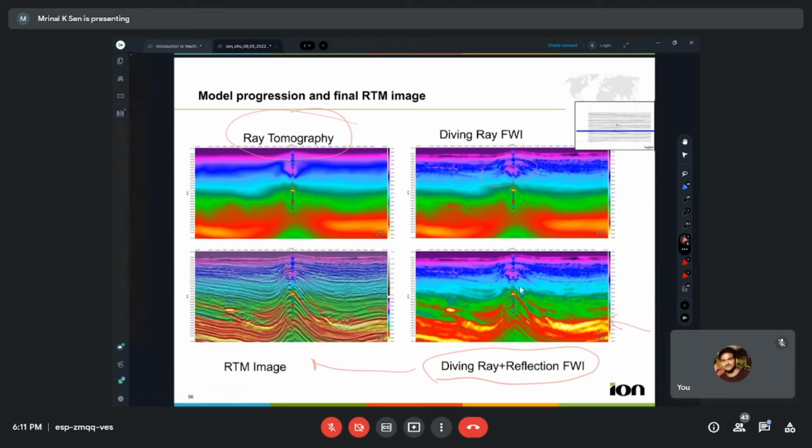And for comparison, they actually had a well drilled in here. So you can see that the well was not matching very good in diving ray and ray tomography. In fact, they were giving you a smoother version of the well log. But when you come to the FWI model, you can start to match the well better. Okay, and you can actually see what this looks like when we put it on top of the RTM image. You can see that the structure right there, it picked the velocities quite well.